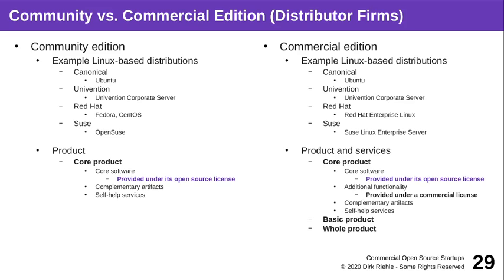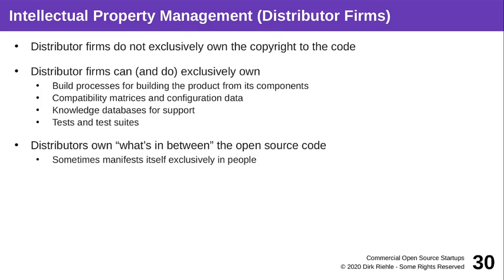Key here is that the distributors will sell you the core open source software. Because they don't own it, they can't sell it to you under a commercial license, but they sell you a commercial license for anything else that is not the open source software. So, for example, if they provide additional software they don't open source themselves, they'll sell you a commercial license for that. And then the whole thing of complementary products and services, basic product and whole product. That's just a lot of additional things to sell, which is why we broke down what constitutes software products for you in previous lectures.